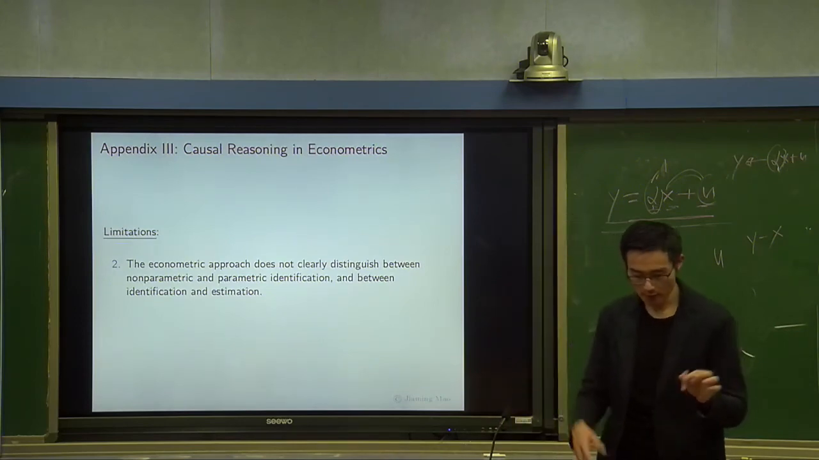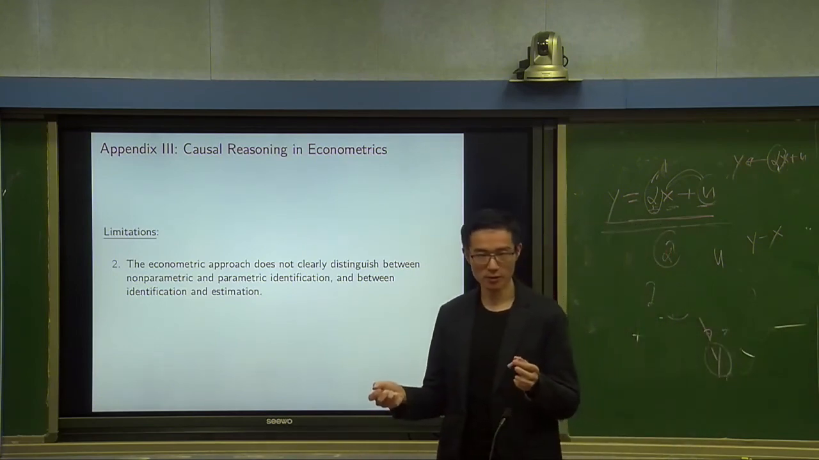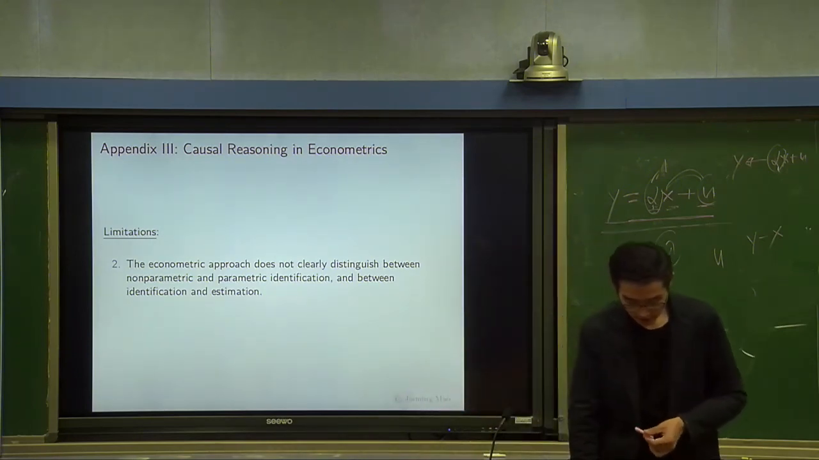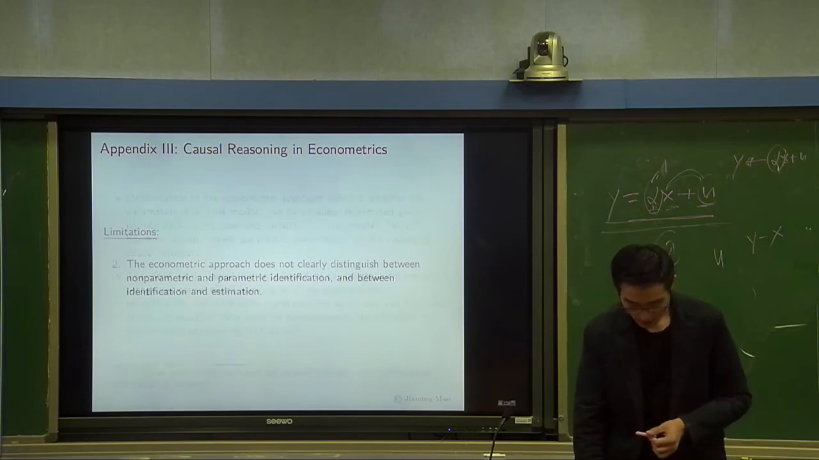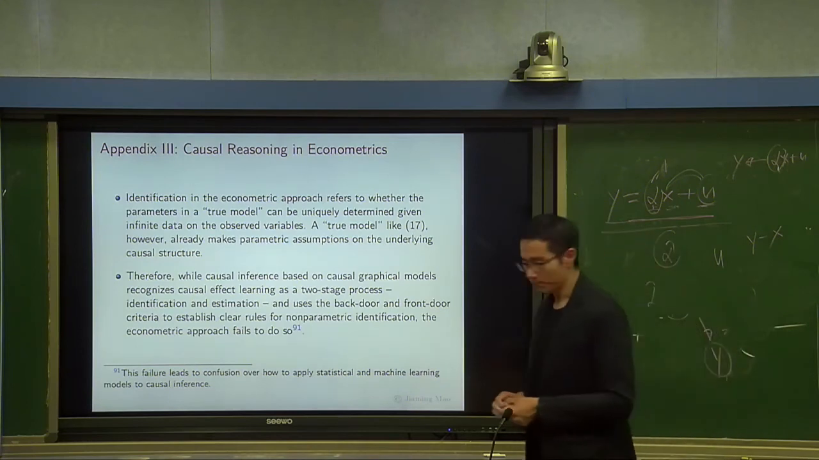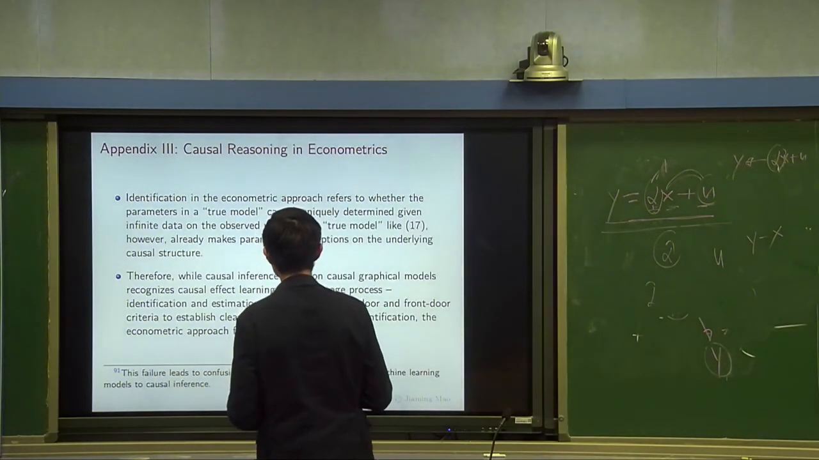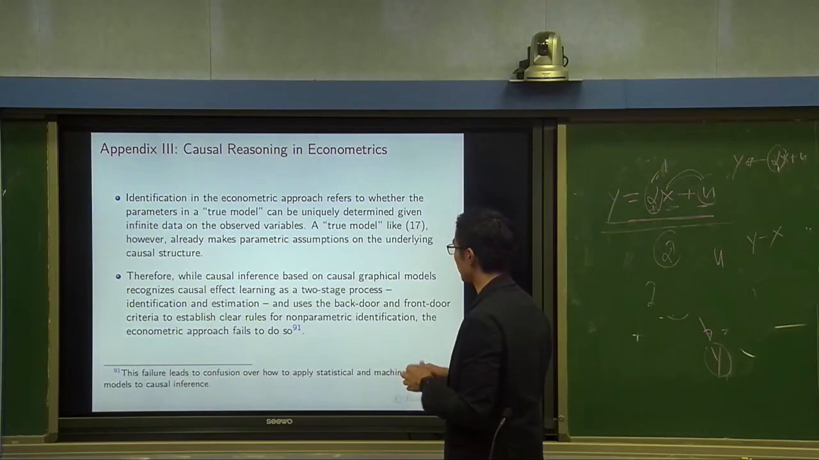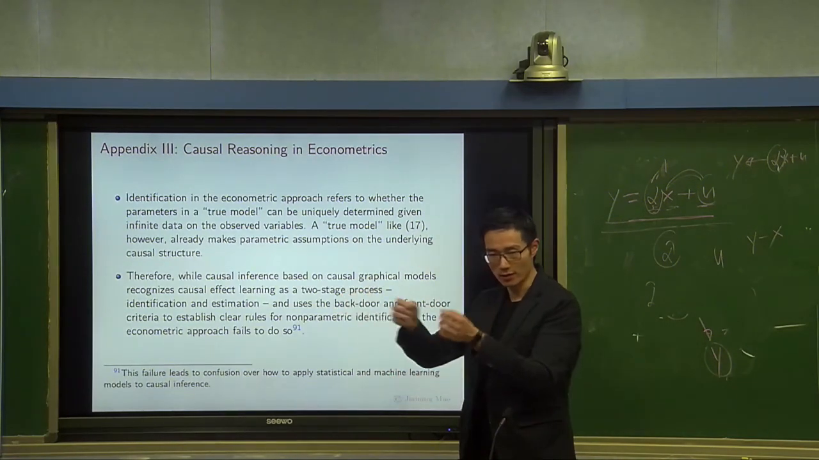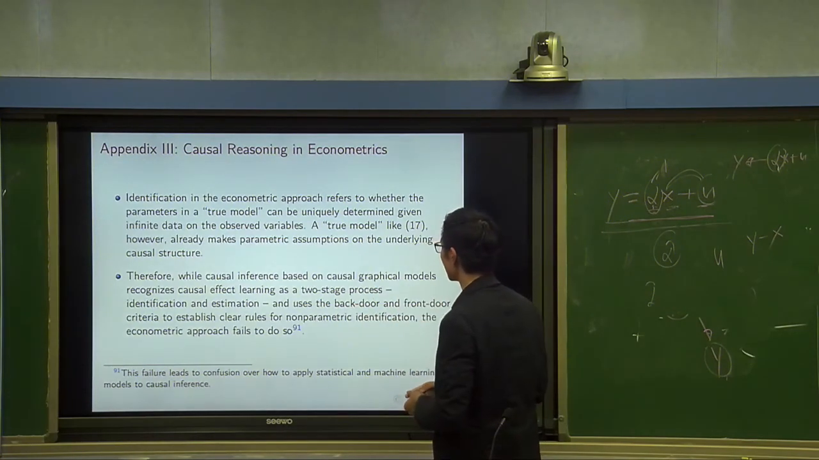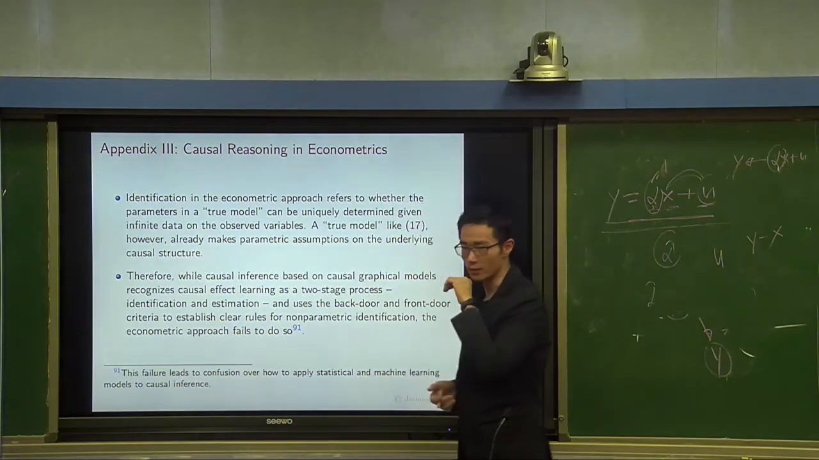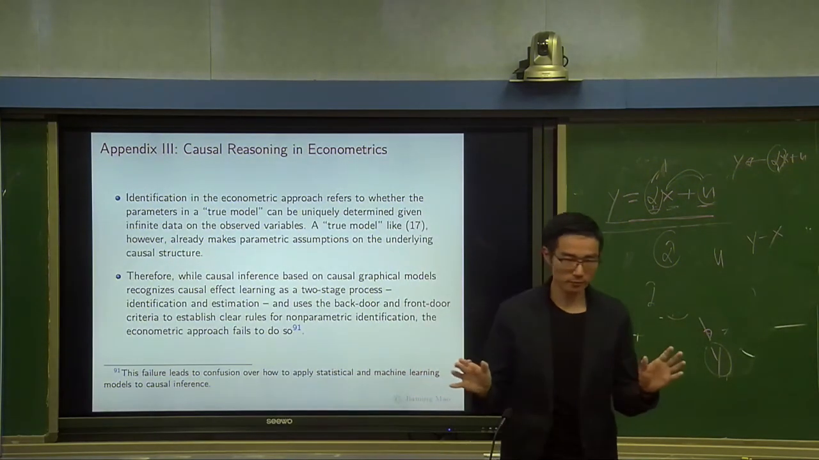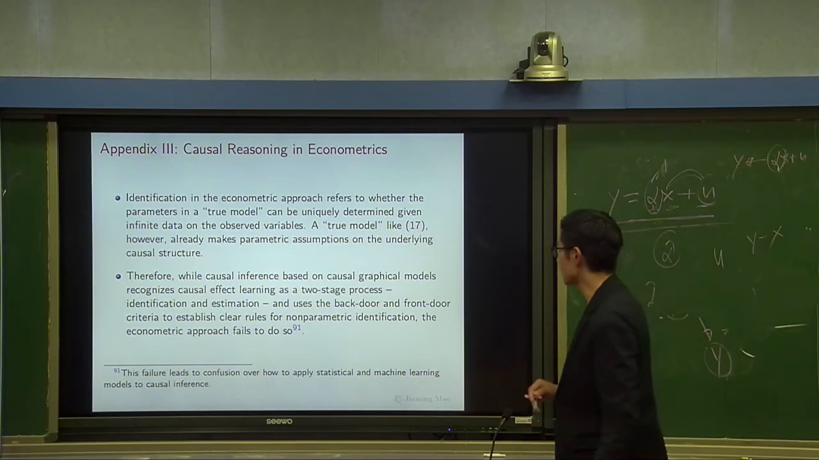However, the traditional econometric approach does not really distinguish between non-parametric and parametric identification, because in the beginning it just gives you a parametric model, just a linear model. So it fails to give you a clear distinction between identification and estimation. Identification in the traditional econometric approach refers to whether the parameters in the true model can be uniquely determined given infinite data. A true model is something like the linear model, y equal to alpha 0 and so on. But the true model already makes parametric assumptions on the underlying causal structure. When we talk about identification using the graph language, we don't make any parametric assumption. So that's a very big difference.